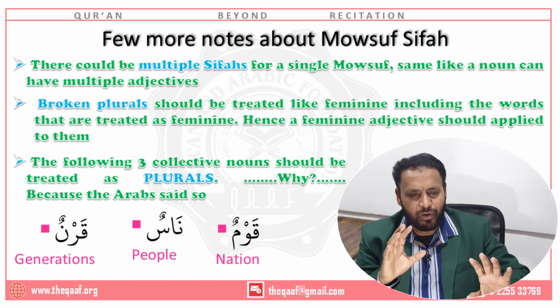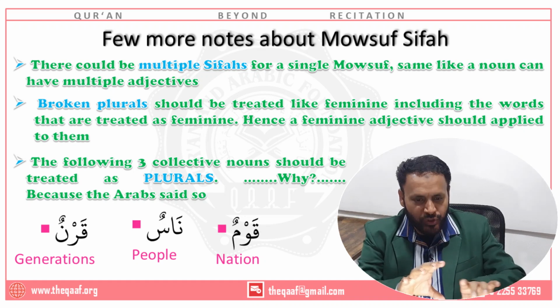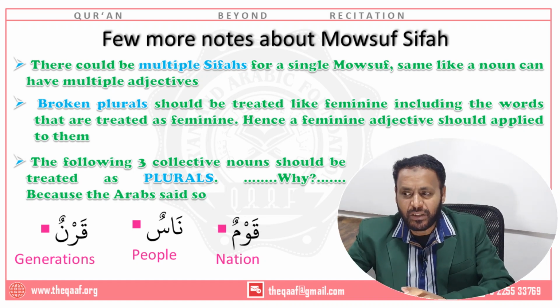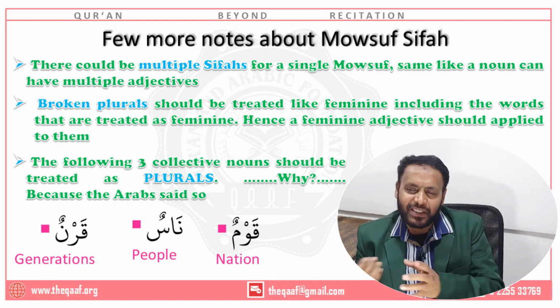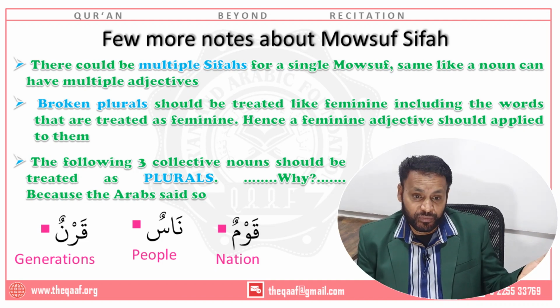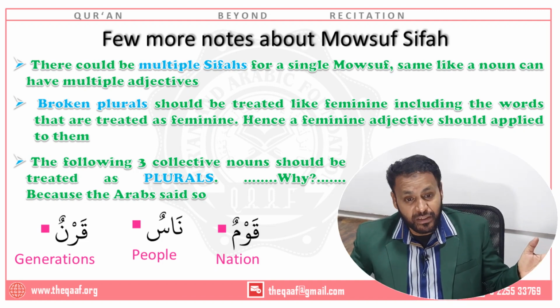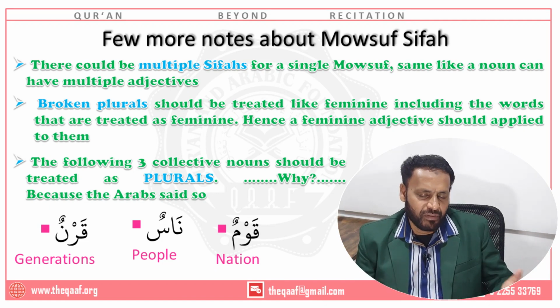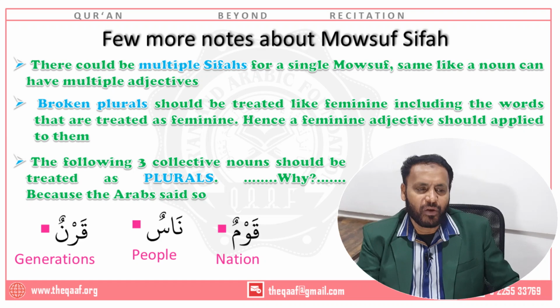At this moment, we are only focusing on 3 words. You should keep a watch for these 3 words. Every time you see these 3 words, looking at the word, you might feel like this is a singular. No, but grammatically they are plural. Why? Because the Arab said so. The Arab said these are plurals. Okay, so we will treat like a plural. But the meaning, if you see, most of the time it might be a singular meaning. Okay, what are these words?